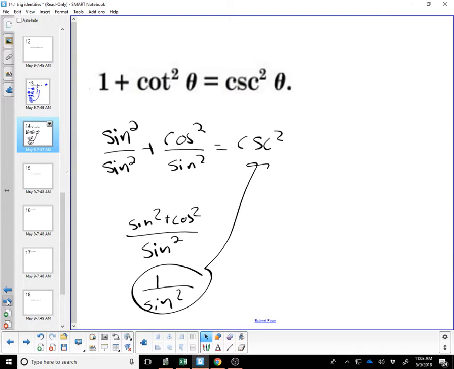All right, you guys ready to go on? No? Where's the bottom? 1 over sine squared. The lower it goes, the uglier it gets, right? And equals, yeah, this is the definition of cosecant squared. I did it! I did it! All right, we're good now?